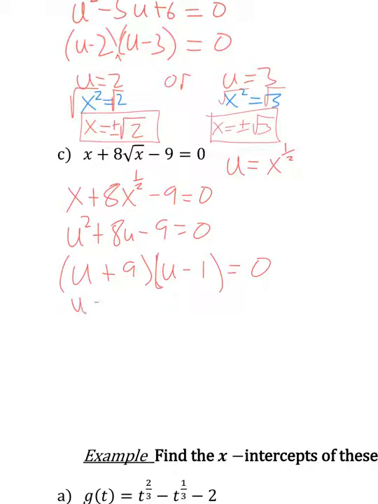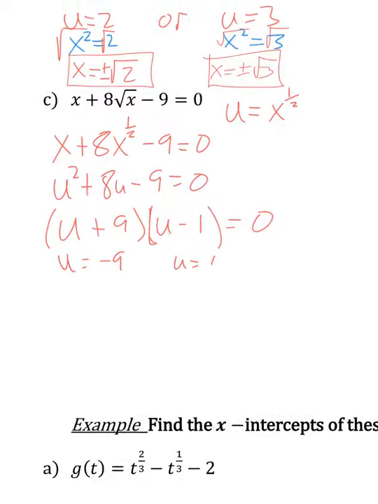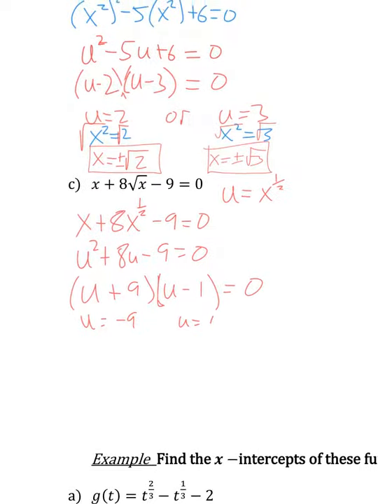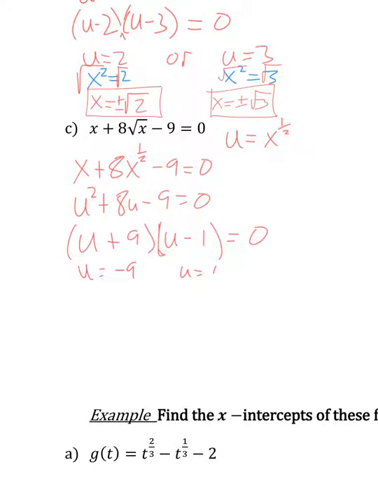All right, so u equals negative 9 or u equals 1. And we said u is x to the 1/2. So this is x to the 1/2. You can write a square root if you want. And x to the 1/2 equals 1.